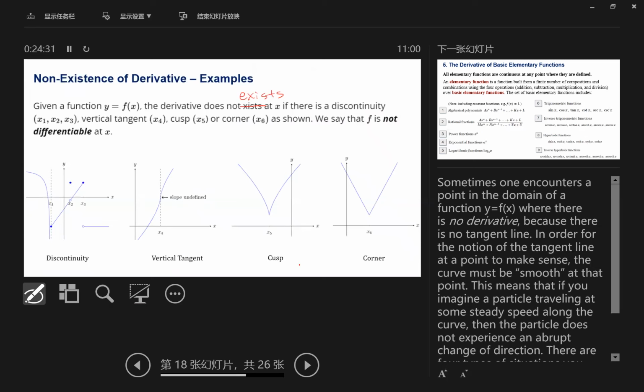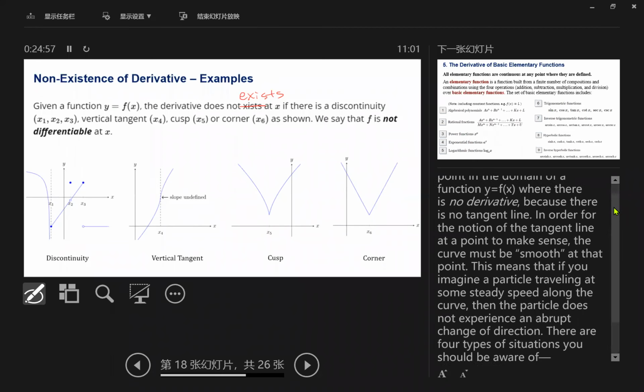And in the third graph, sometimes we have a cusp, which means this function is not differentiable at x5. And sometimes we have a corner, such as the function we have just talked about, right? y equals the absolute value of x. And at such point, this function is not differentiable as well.